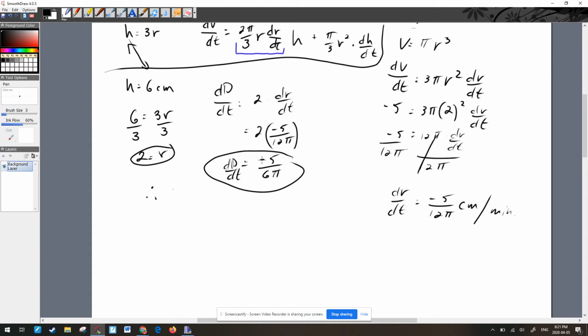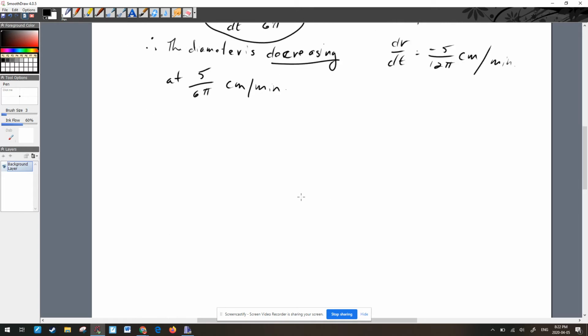So it's negative, and the negative is important because I need to choose the appropriate phrasing. So we would say the diameter is decreasing, again, because of that negative. So decreasing at, but we can state now, because we've taken care of the negative by saying decreasing, 5 over 6 pi centimeters per minute. Okay, and there it is, with a little bit of an off-the-beaten-path way to solve that one.